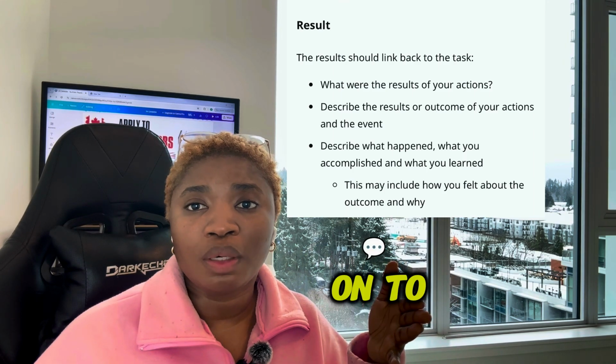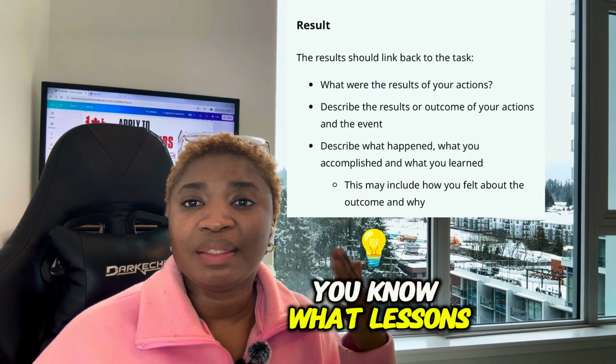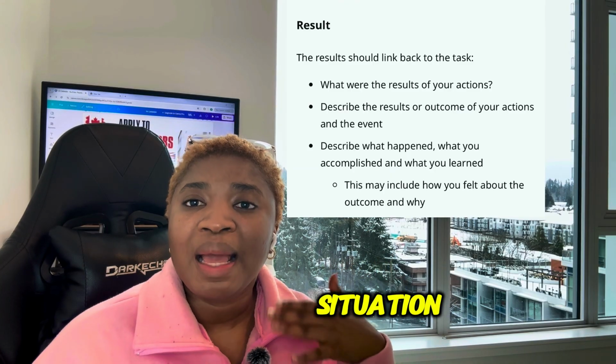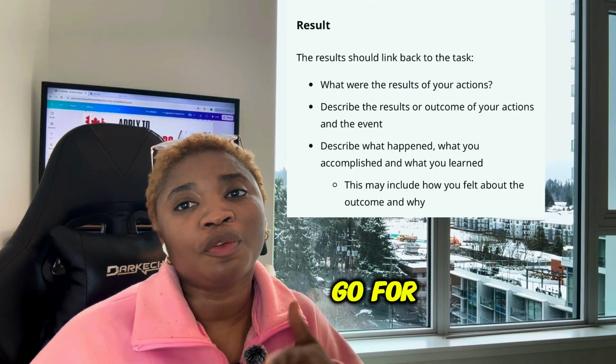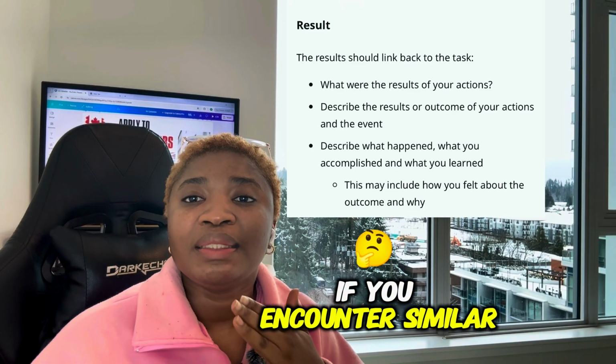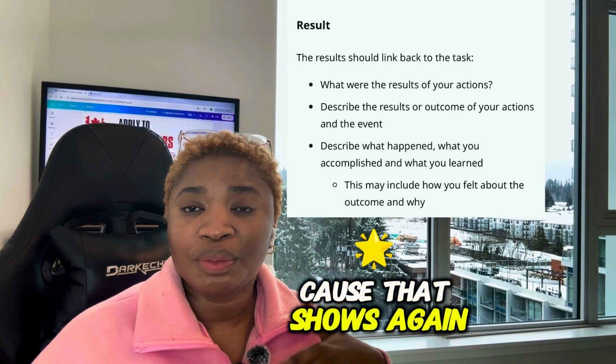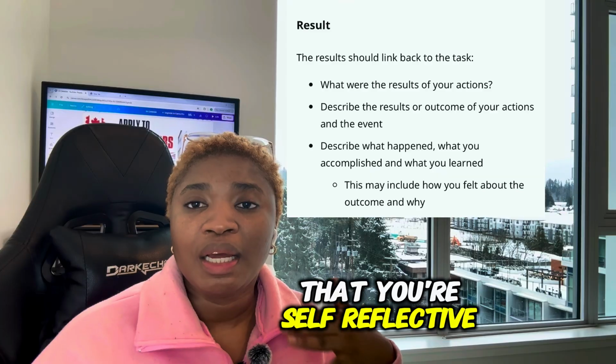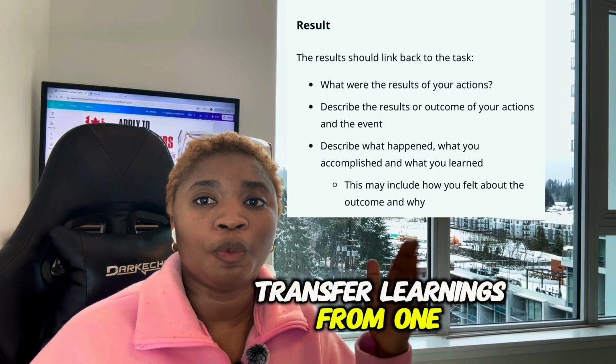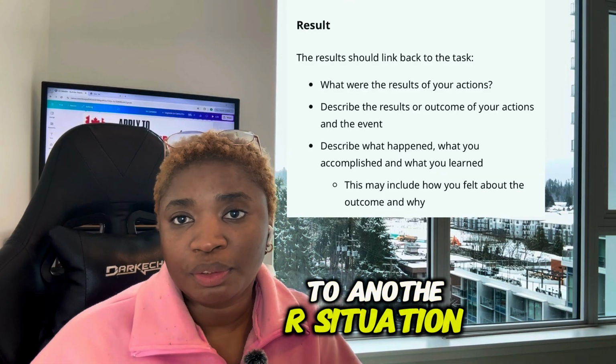You can also go on to talk about what lessons you learned from the situation and what lessons you're applying going forward if you encounter similar situations. Because that shows again that you're self-reflective and you're able to transfer learnings from one situation to another situation.